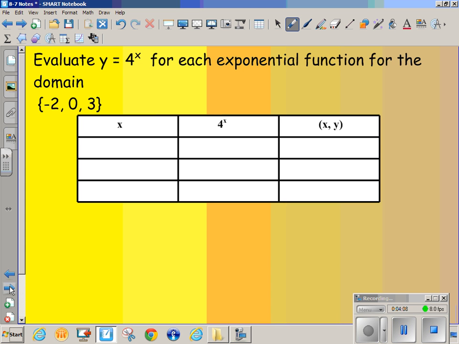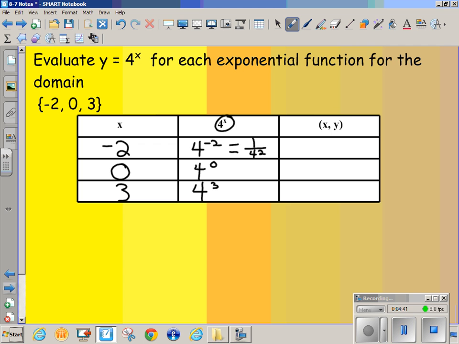Evaluate y is equal to 4 raised to the x power for each exponential function for the domain -2, 0, and 3. So in this case, our domain was given. So we simply substitute in 4 raised to the x power. So that's going to be 4 raised to the -2nd power, 4 raised to the 0 power, and 4 raised to the 3rd power. 4 raised to the -2nd power we know means 1 over 4 raised to the 2nd power. Aren't we glad we already know how to do that?